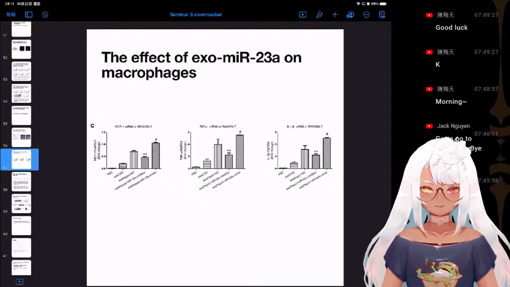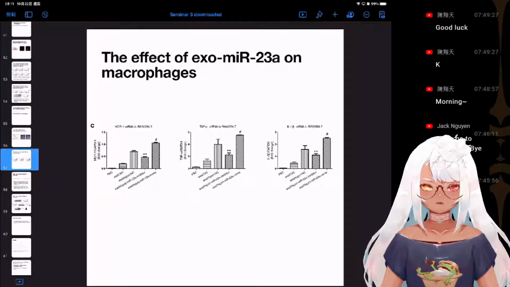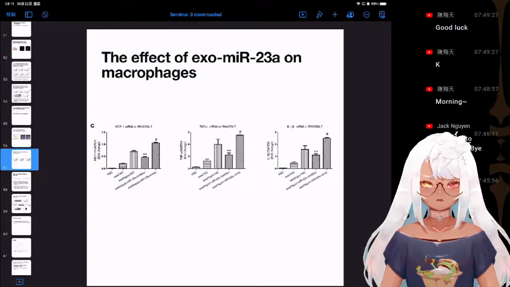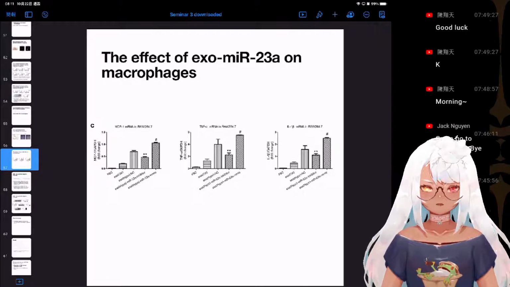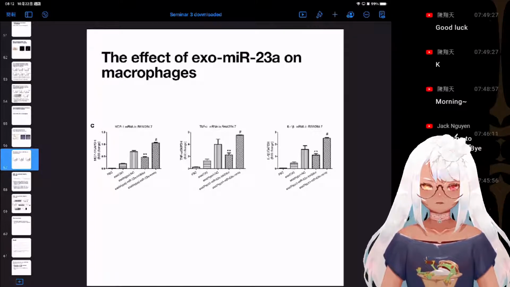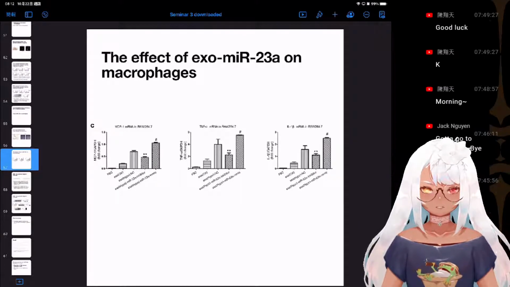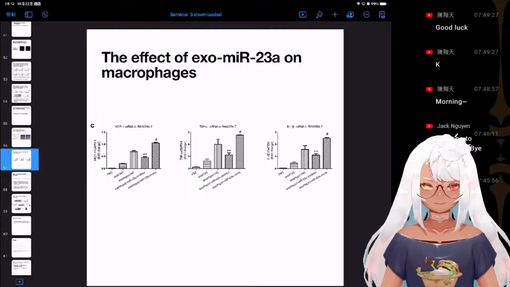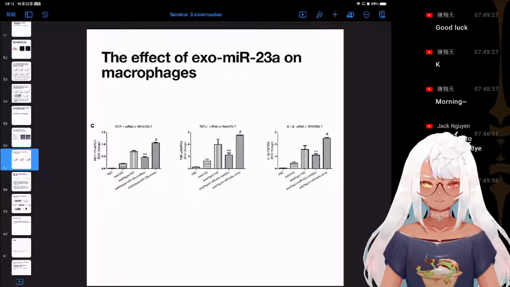To test the effect of these exomitochondria, the author performs gain of function and loss of function. They either inhibit these mitochondria or overexpress them, and using RT-qPCR, we can see that inhibition of mitochondria will decrease the expression of the inflammatory markers compared to the negative control, and overexpression of mitochondria will increase the level of these markers.